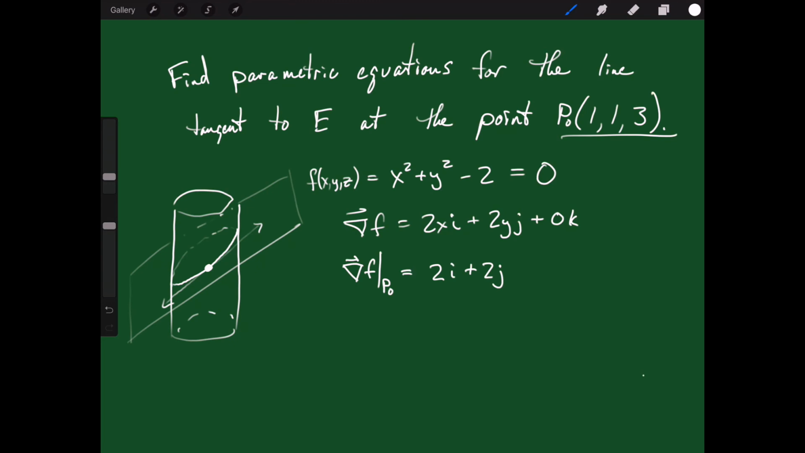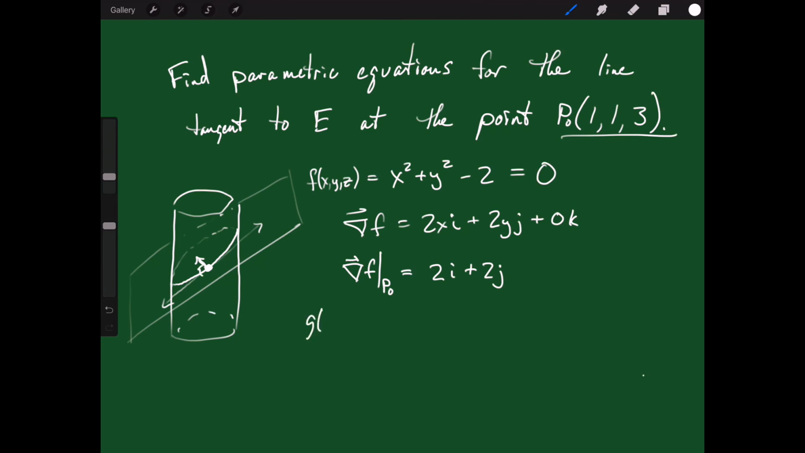Now, that gradient I know is normal to that tangent line. So which curve is this, by the way? This is the cylinder. So this thing lives on the cylinder, and the gradient is normal to it. So maybe this points inward or something. Okay? But it is normal to that tangent line.